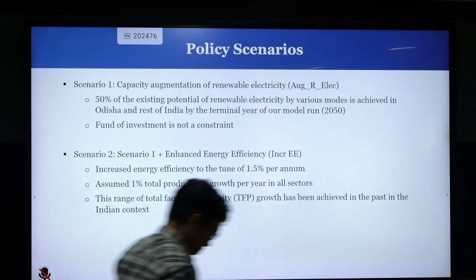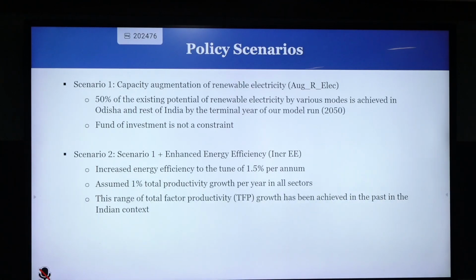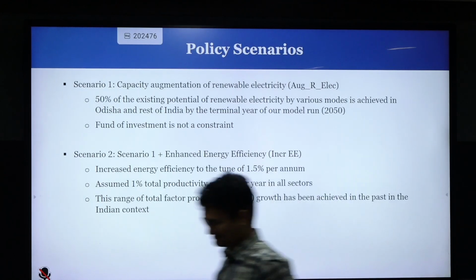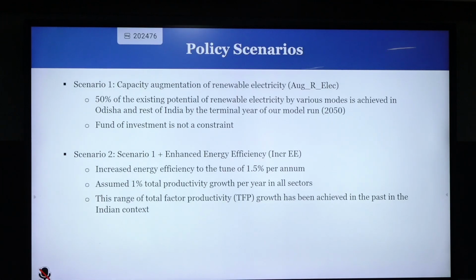Investment funding as a constant. There is one more scenario, along with scenario two, where I assume that 1% total productivity growth per year for all sectors is achievable. When you try to do these scenarios, first of all, the problem is whether the market can take care of it.